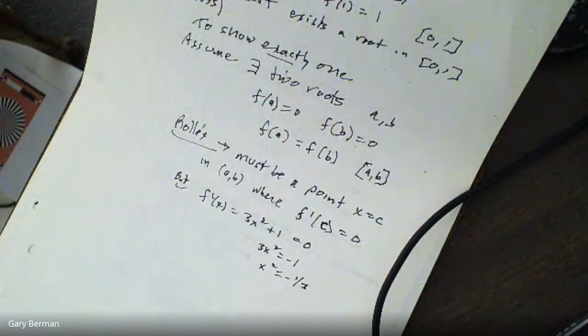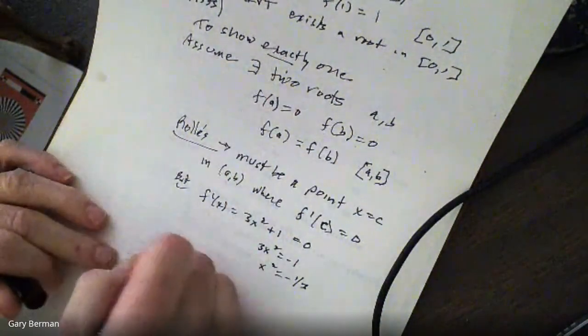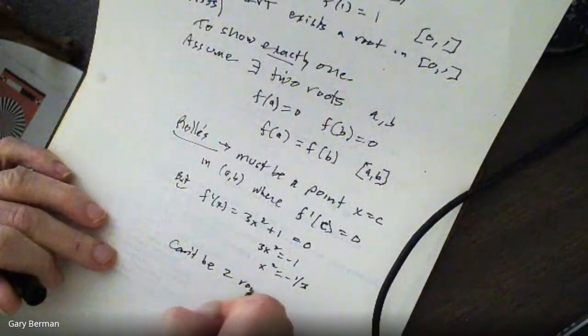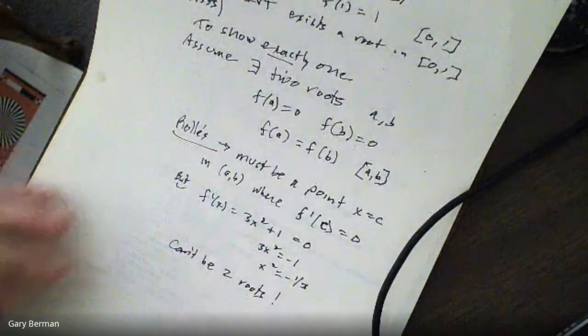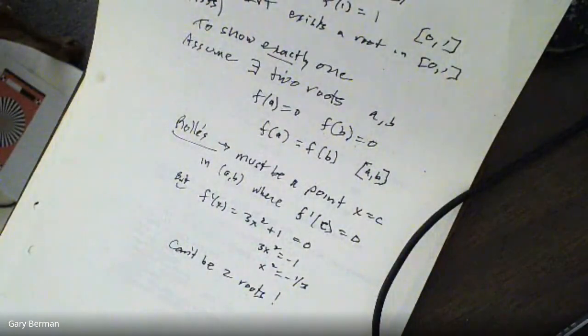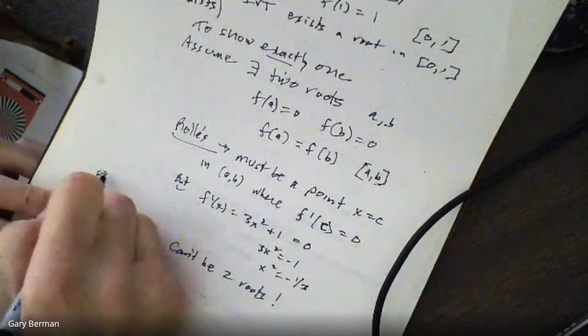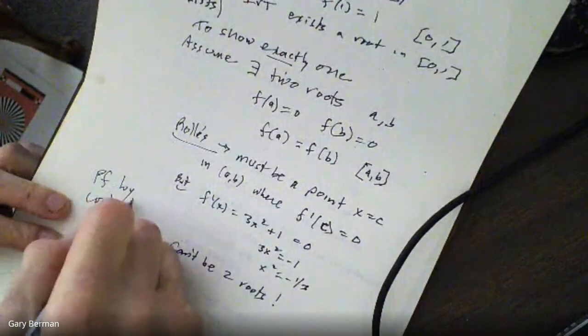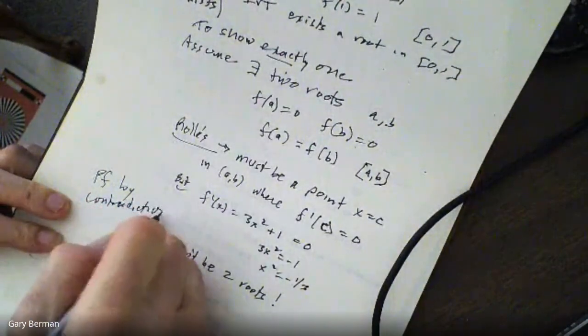We assumed there are two roots. This is telling us by this contradiction that there cannot be two roots. There can't be two roots. And this we call a proof by contradiction. And this is a very standard way of proving things. Proof by contradiction.